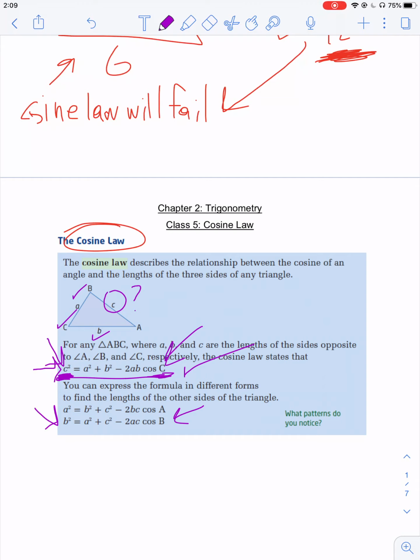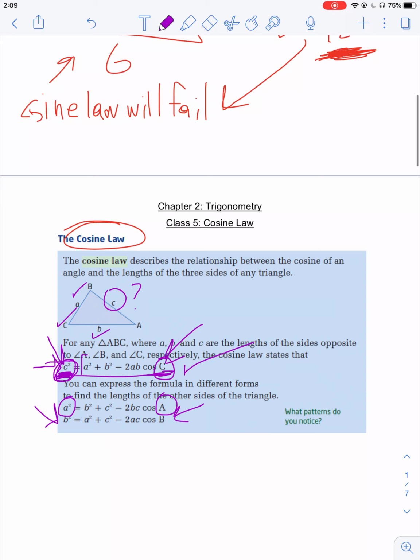So the pattern is really easy, right? If you change this letter c squared to a squared, let's say, then your angle will change from c to a, and everything else will be the other letters that you don't see up here. So if this is c, then these letters have to be a, b, a, b. If this is a, then this has to be b, c, b, c. So that kind of is the pattern. Again, think of it as the generalized version of the Pythagorean theorem. I guess it's a stronger version of the Pythagorean theorem.